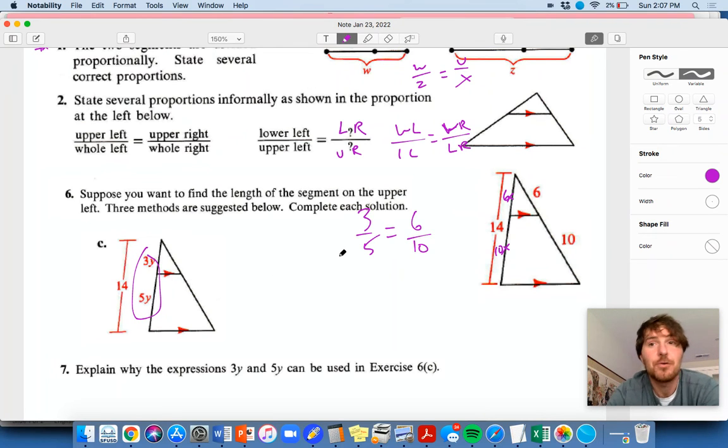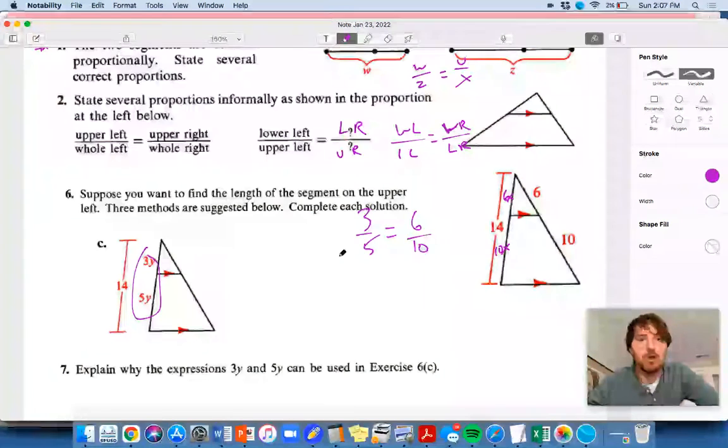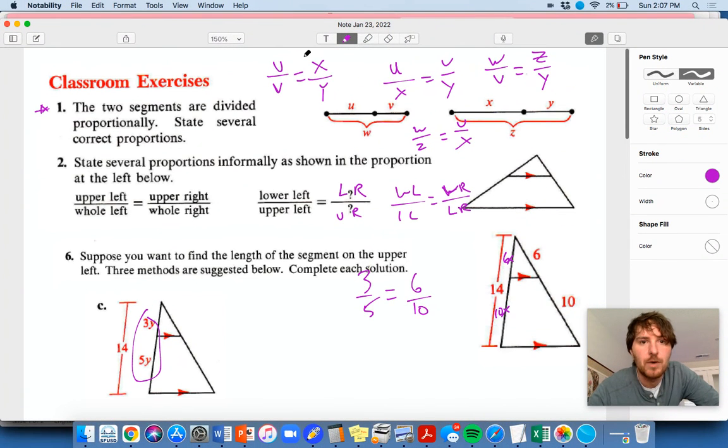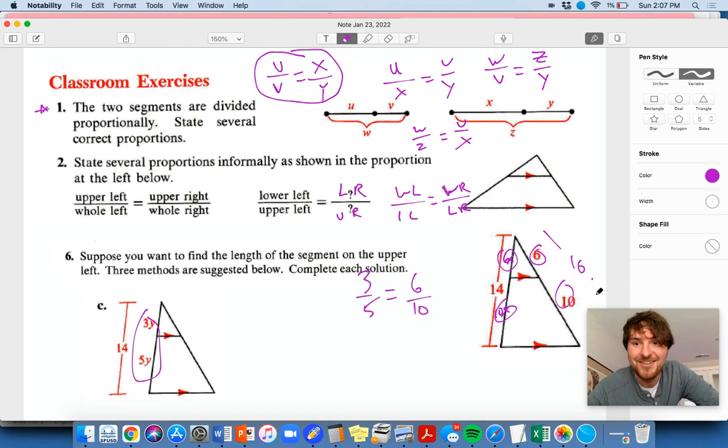So anyways, don't freak out about these classroom exercises. I think they just are good to show you that there are a whole bunch of ways we can move around this mother proportion of part to part equals part to part. We know all these other laws to say, you know what, it's actually part to part equals part to part, but it's also part to whole.